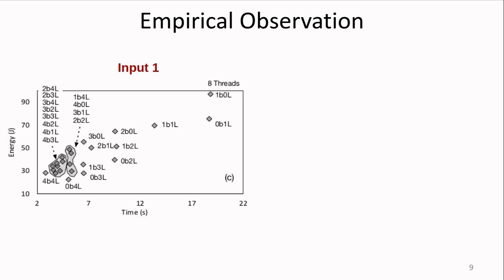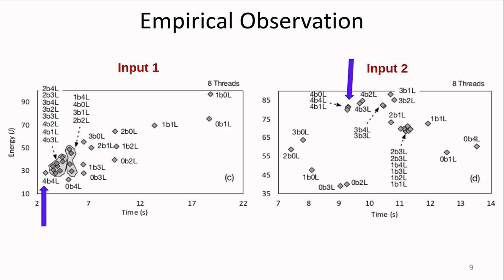Here we have a chart on the left showing the energy in joules and time in seconds. One entry here, for example 1B, 1L, means that we use one big core and one little core to execute the code. What you can see for that specific input is that the combination of CPUs leading to the faster execution time was 4B, 4L, meaning that we just allow the application to use all the CPUs in both clusters, and that led to the faster execution time.